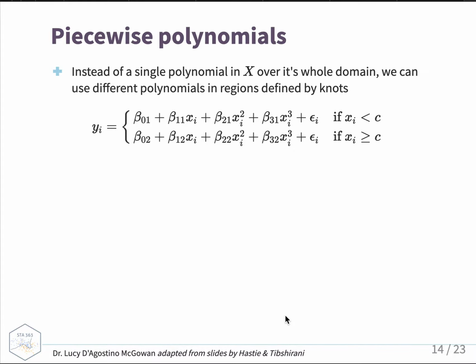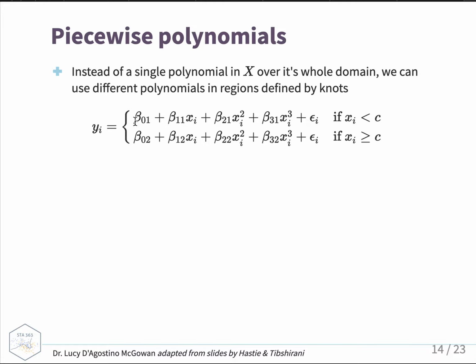So the next step here is, okay, well, instead of using the step function where I'm just connecting these steps via a straight flat line, I could do what's known as a piecewise polynomial. And so instead of having a single polynomial in x over its whole domain, I could use different polynomials in regions defined by knots. And so this is going to be more flexible than what we've just seen with the stepwise function.